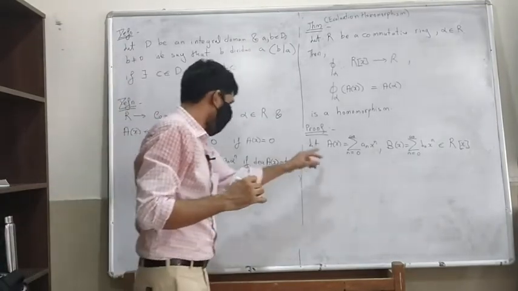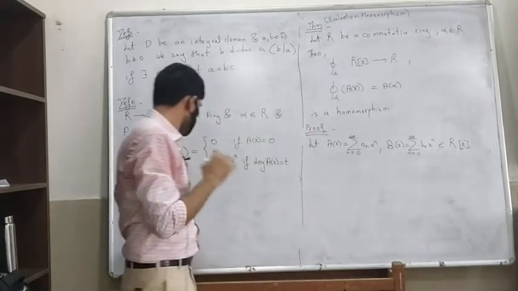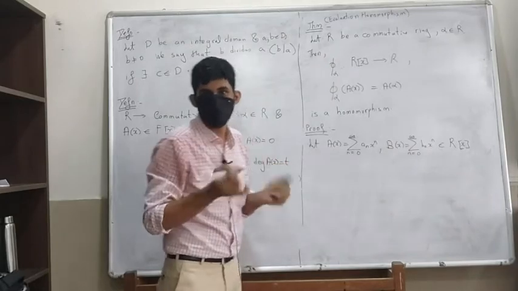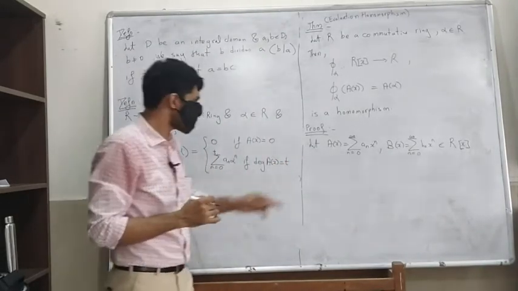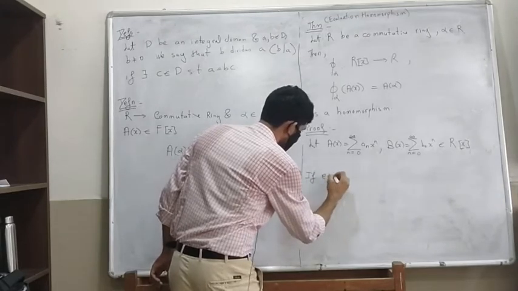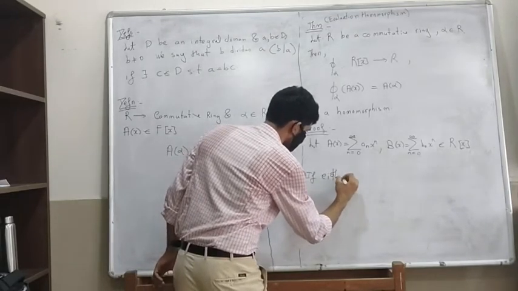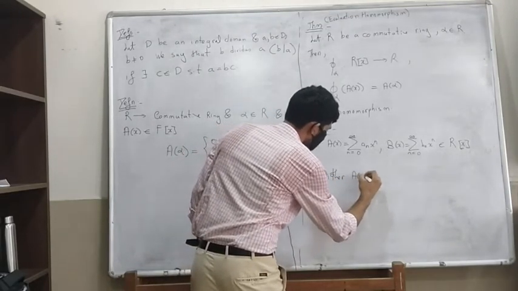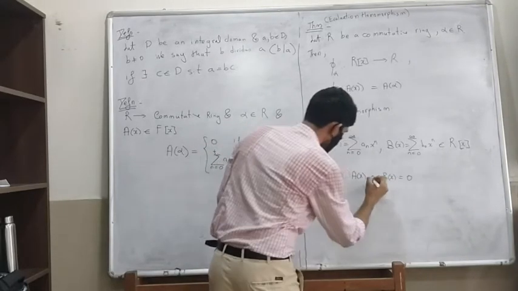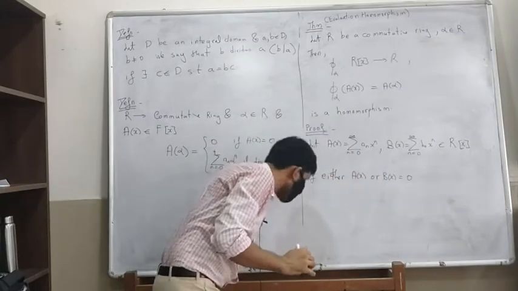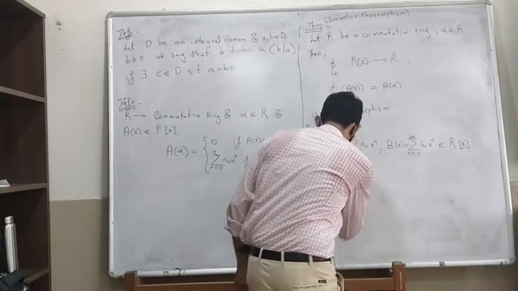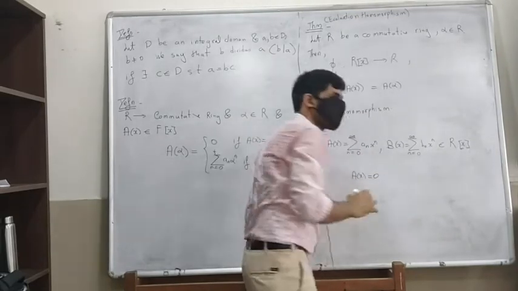One thing is quite clear: if one of them is 0, let's make those arguments first. If either A of x or B of x is equal to 0, let us just do it with A of x. The other one works similarly.